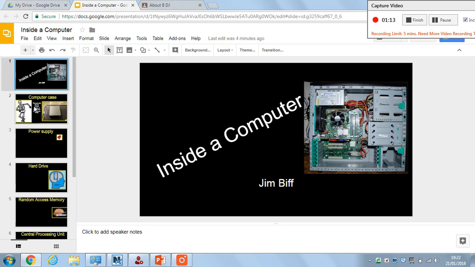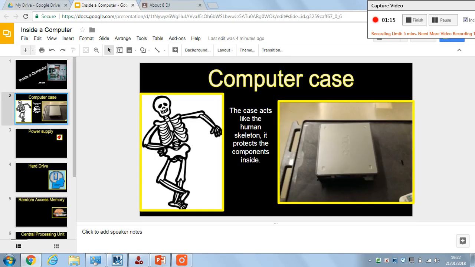Then we move on, and what I would like you to do is to produce a presentation that identifies the components, but also identifies what human body parts would be similar to the component of the PC. So in this case, I've got a picture of a skeleton, I've got an image of a PC in a case. That's the PCs we took apart last week, and a description. In this case, the case acts like the human skeleton. It protects the components inside.